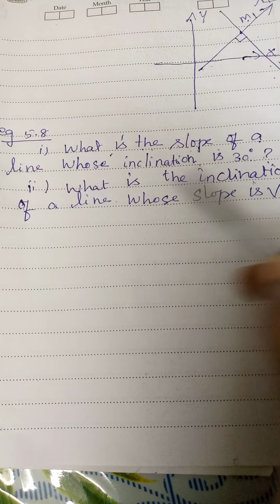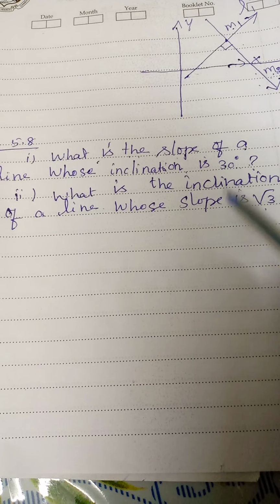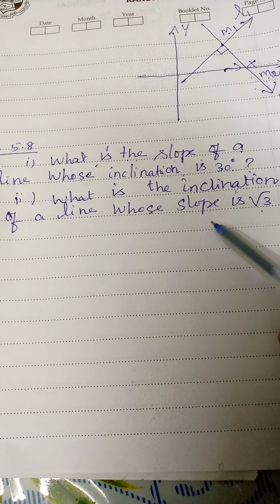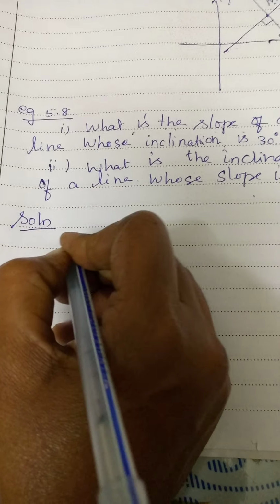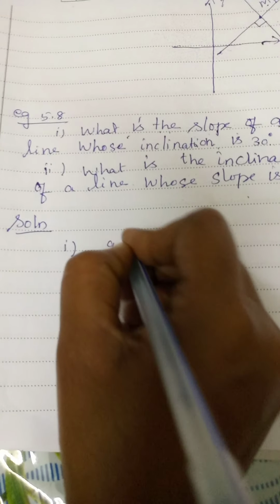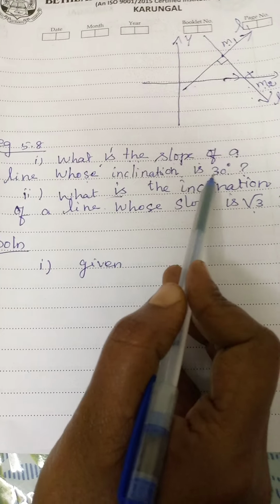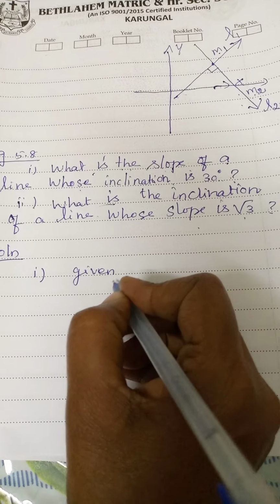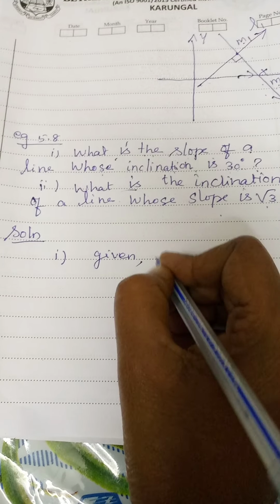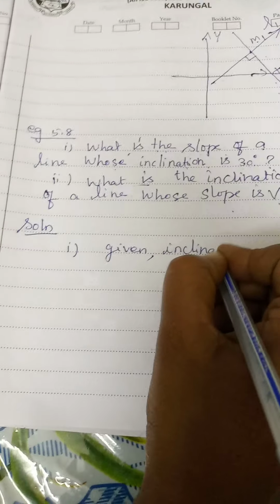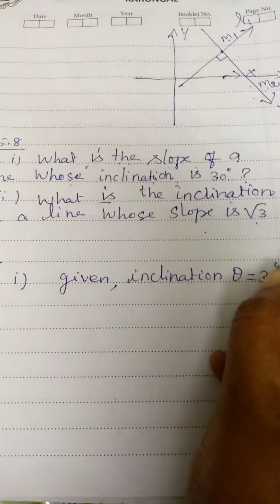Second subdivision, what is the inclination when there is slope? So theta we have to find out, tan theta value is given. Very simple. Shall we do? Okay, listen. Solution. First subdivision. What is given in the first subdivision? Whose angle of inclination is 30 degree. So, given angle of inclination theta is equal to 30 degree.